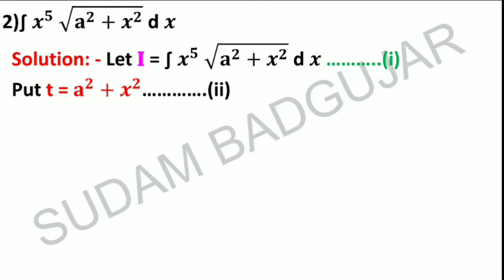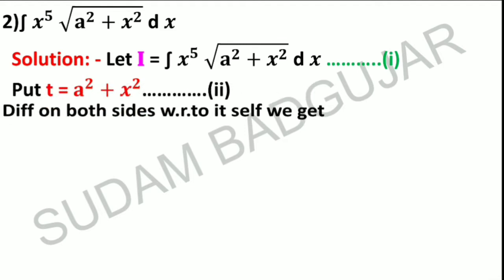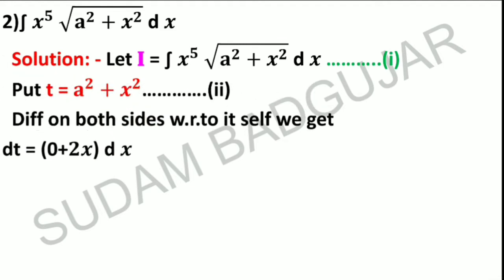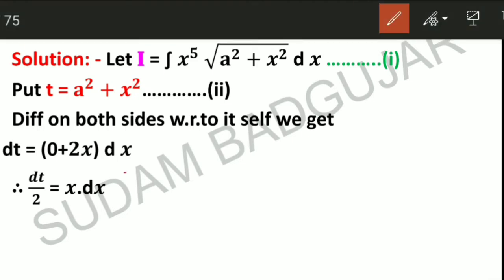If you have to apply the substitution method, then you have to find out the value of dx. So differentiating on both sides with respect to itself, that is dt is equal to 0 plus twice x into dx. So dx will be dt upon twice x, or you can find out x dx, that is dt upon 2. Okay, you make a bracket here.